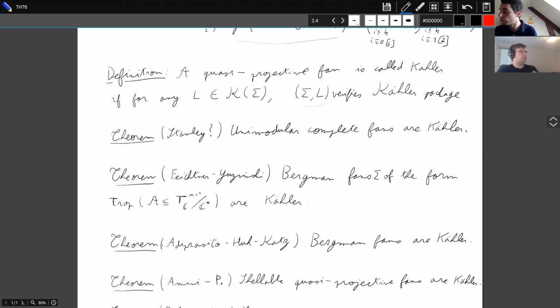So more or less, to prove that, you have your fan sigma, and you can associate to it CP sigma, and the Chow ring of sigma is isomorphic to the cohomology of CP sigma. And okay, CP sigma is a projective complex variety, so it verifies the Kähler package. And so this verifies the Kähler package.